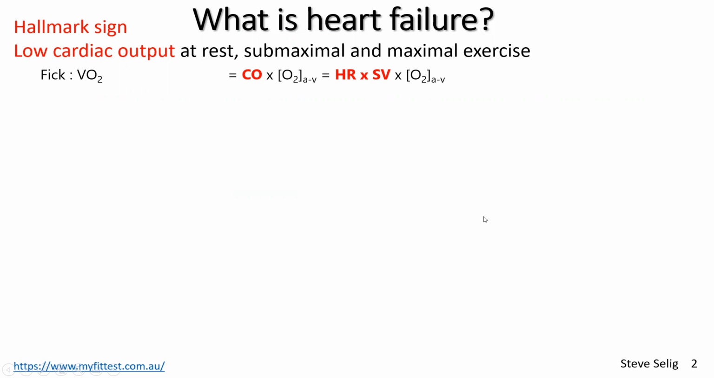manifestation of heart failure. The hallmark sign is low cardiac output at rest, submaximal exercise, and maximal exercise. Using the Fick whole body formula, it is cardiac output times the oxygen concentration difference between the arteries and the mixed venous blood. And in particular, cardiac output is low, made up of those two components of heart rate and stroke volume.